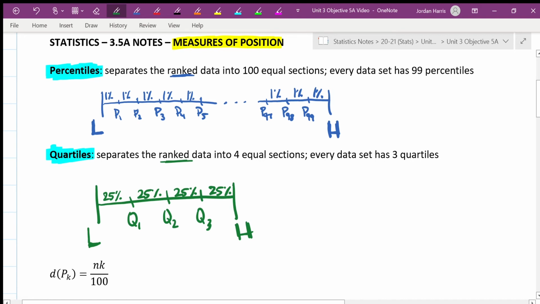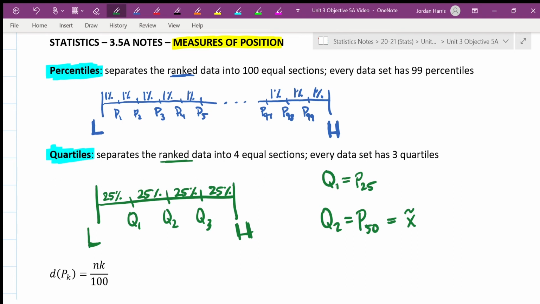The word quartile might sound familiar from previous math classes. Quartile 1 is the exact same as the 25th percentile, right? If you mapped it out to the 25th percentile, you would have 25% between the low and that value for both of these, okay? Quartile 2 is the exact same as the 50th percentile, which is also the exact same as the median, okay? So we're actually going to find a new way to find the median. This will be the third way you've learned across your math history to find a median.